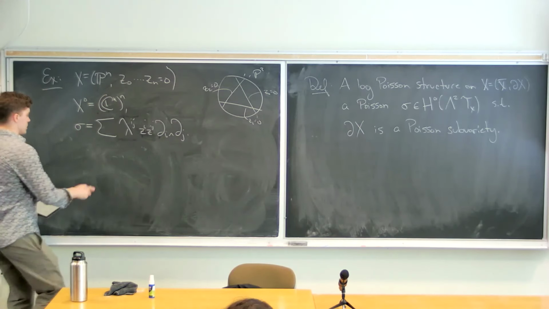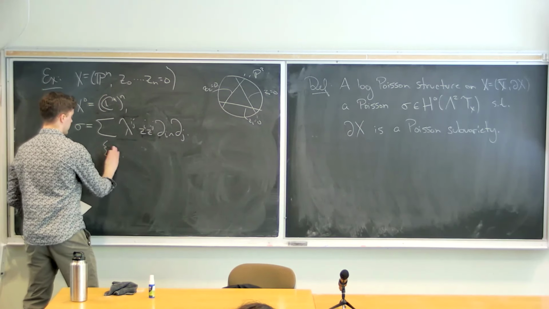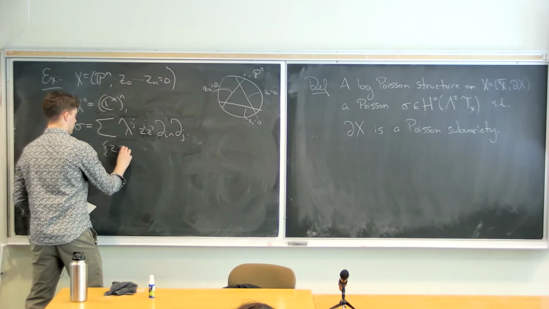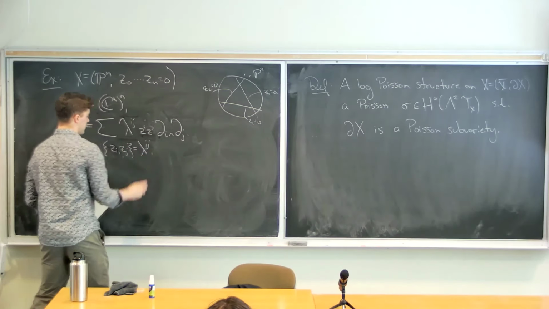If you want to just see what the Poisson bracket is, this is just saying that Zi with Zj is lambda ij.